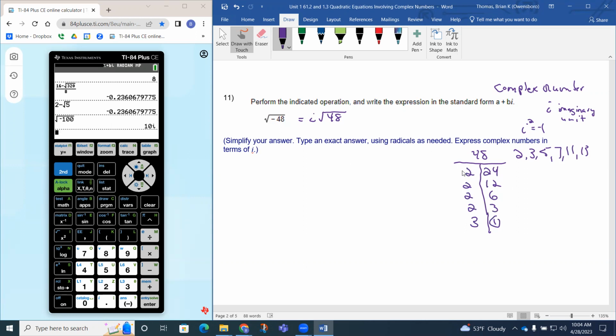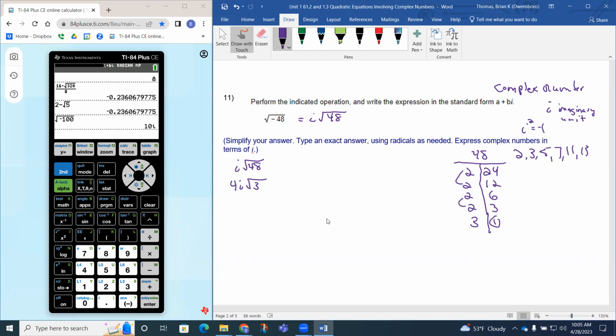So what this tells me is for every pair of 2's, I'm going to bring one 2 outside the radical. Since there are 2 pairs of 2's, I'm going to bring two 2's outside the radical. Well, 2 times 2 is 4. So this square root of -48 is now going to turn into 4i square root of, and then what's left is this 3.